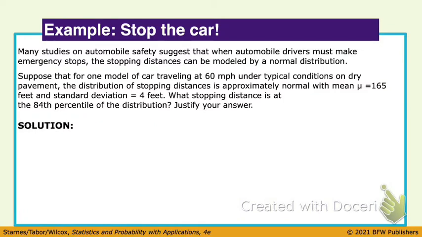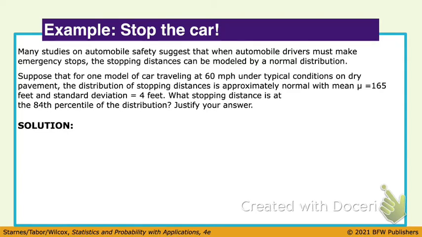Stop the car. Many studies in automobile safety suggest that when automobile drivers must make emergency stops, the stopping distances can be modeled by a normal distribution. Suppose that one model of car is traveling at 60 miles per hour under typical conditions on dry pavement. The distribution of stopping distances is approximately normal with a mean of 165 and a standard deviation of 4 feet. What stopping distance is at the 84th percentile?